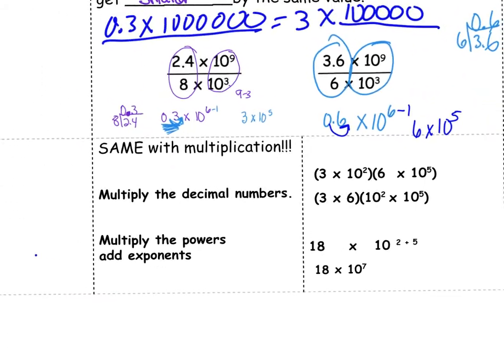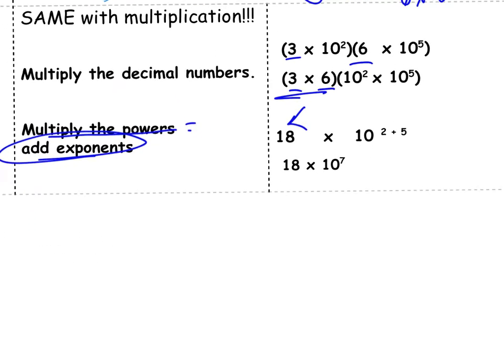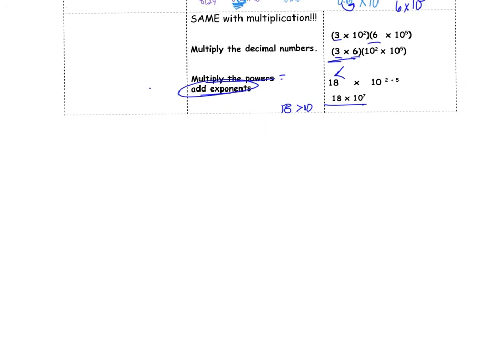Same with multiplication. So we're still going to multiply our numbers. 3 and 6 is 18. We're going to now add, so multiplying the powers, you add the exponents. But now I'm not in scientific notation because 18 is greater than 10, and we need it less than 10.